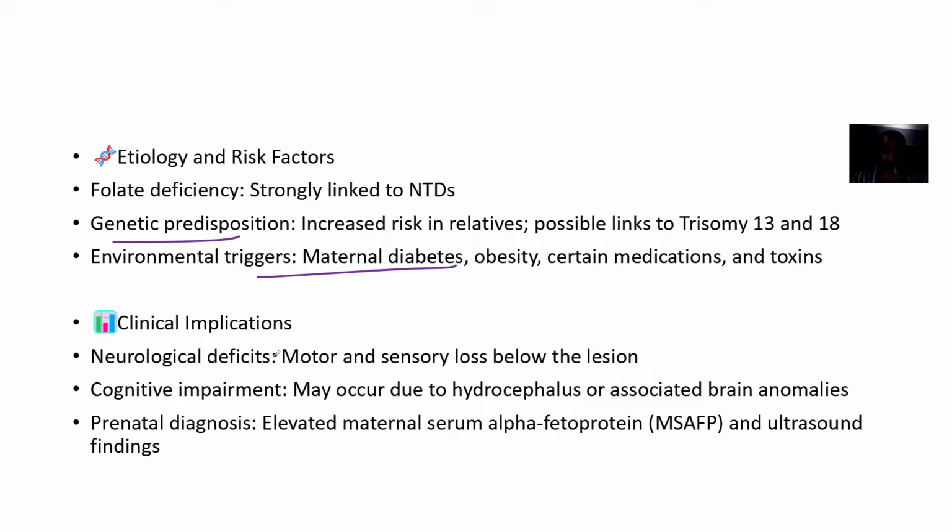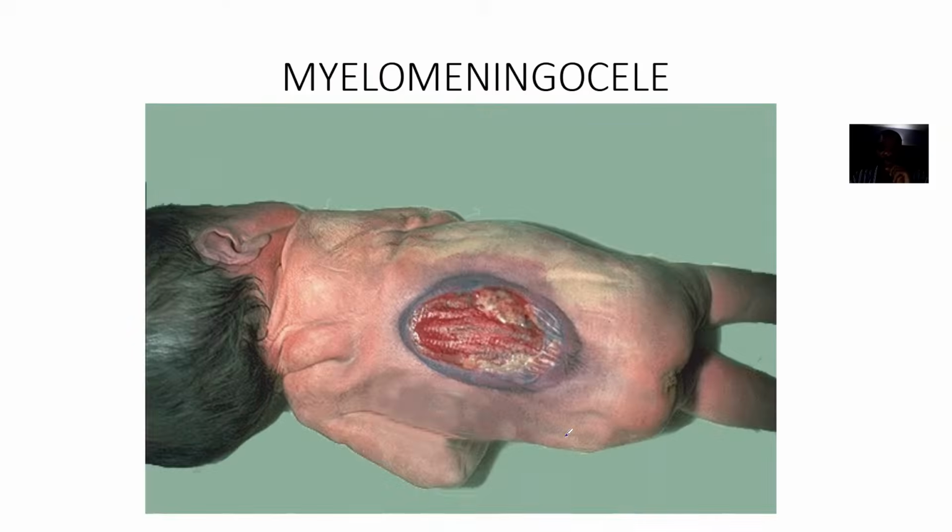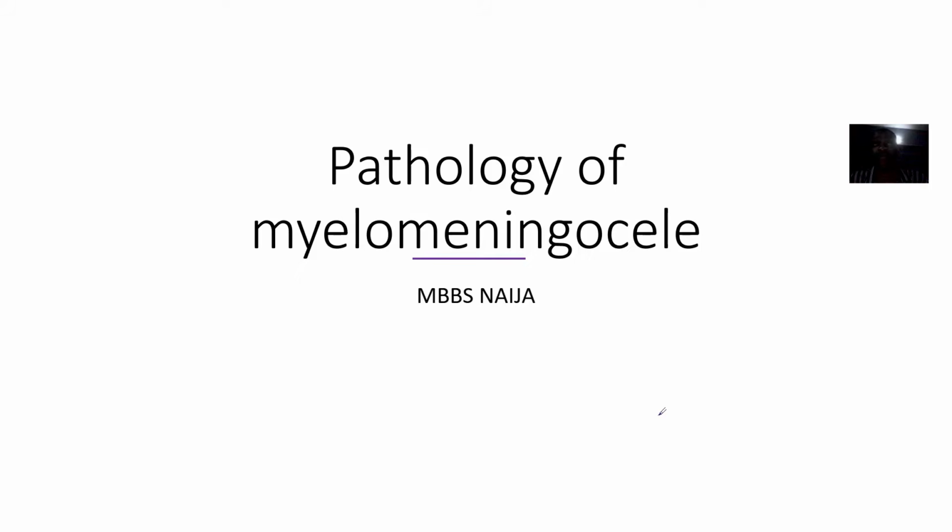So implications: you have motor and sensory loss, cognitive impairment. Then prenatal diagnosis, there's elevated alpha-fetoprotein and all of that. Okay, so this is what we have for myelomeningocele.